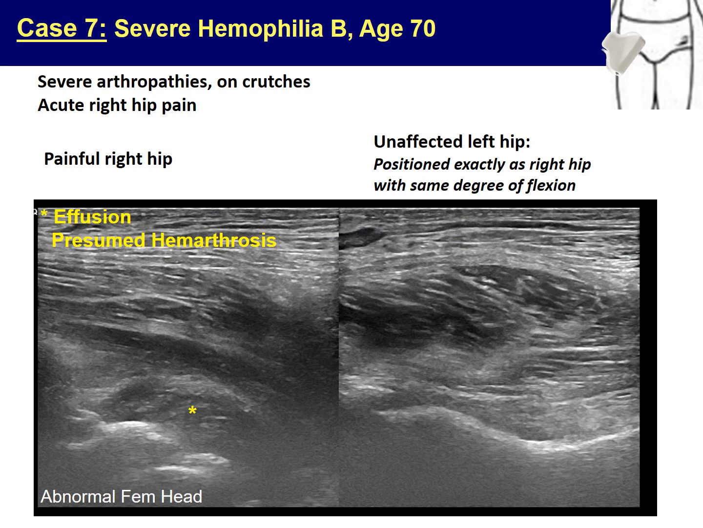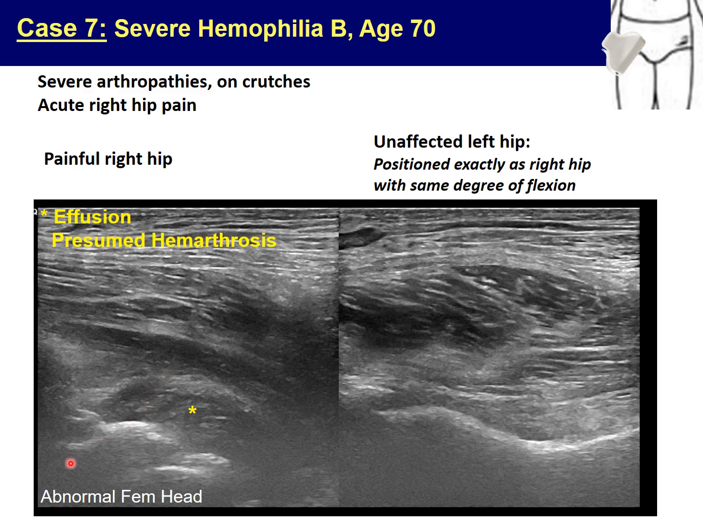Case 7 is an elderly patient with severe hemophilia B who has also severe arthropathies in most joints, is on crutches, and experiences acute right hip pain. The panel to the left here shows the painful right hip joint. To the right here is the unaffected left hip that was positioned exactly as the right hip for imaging with the same degree of flexion.